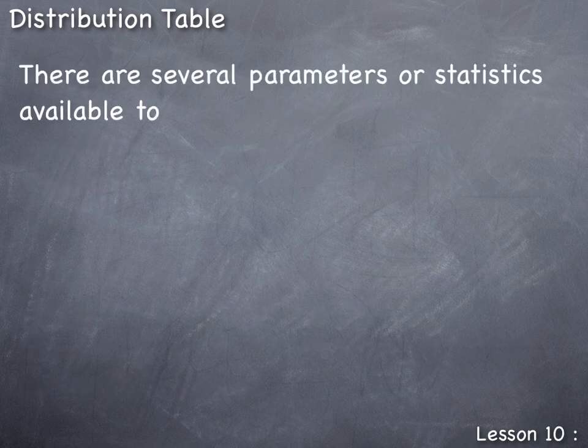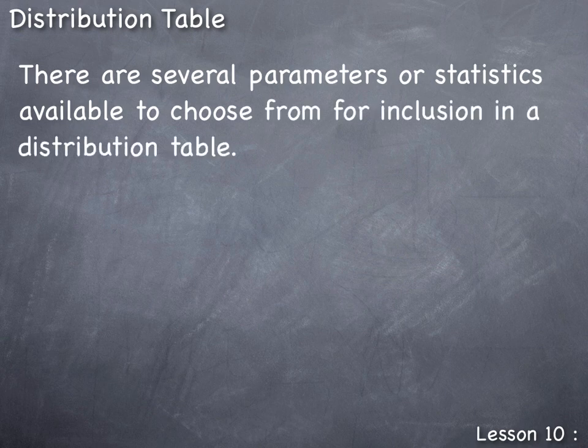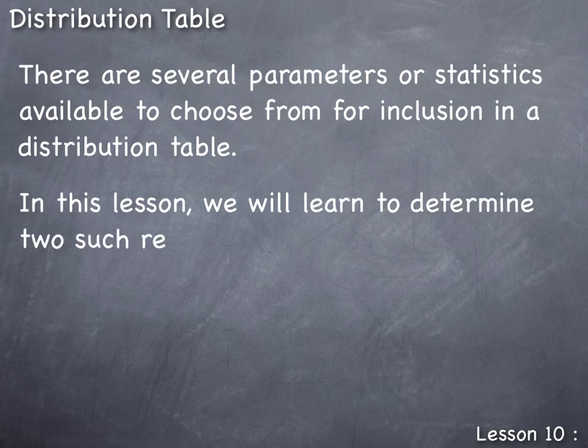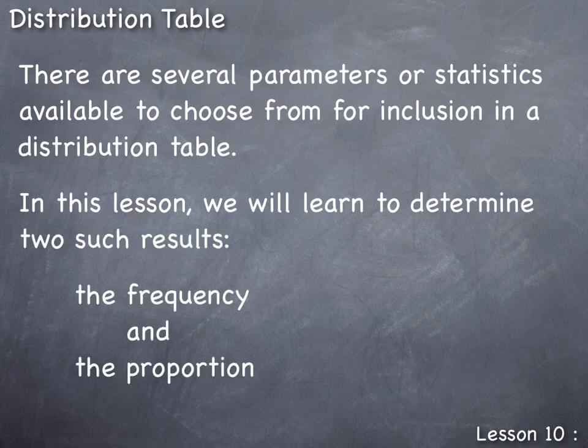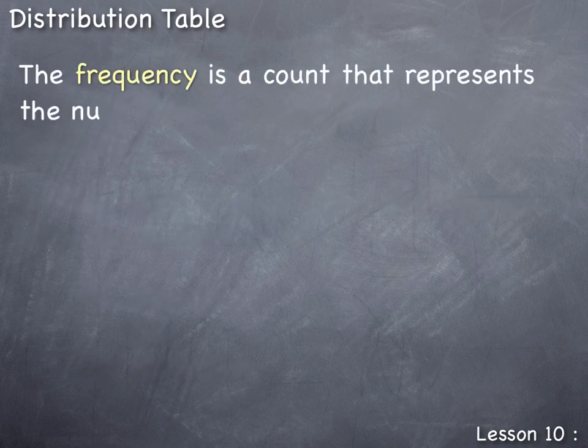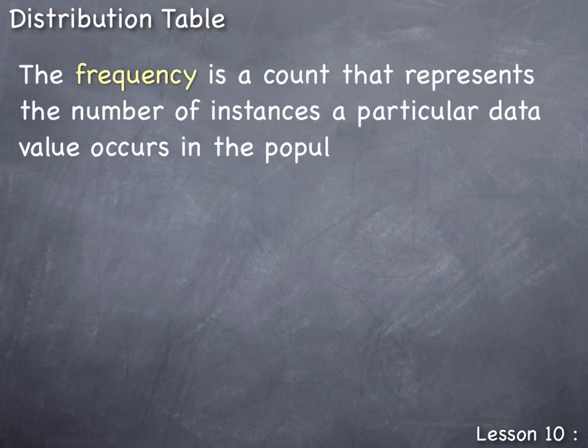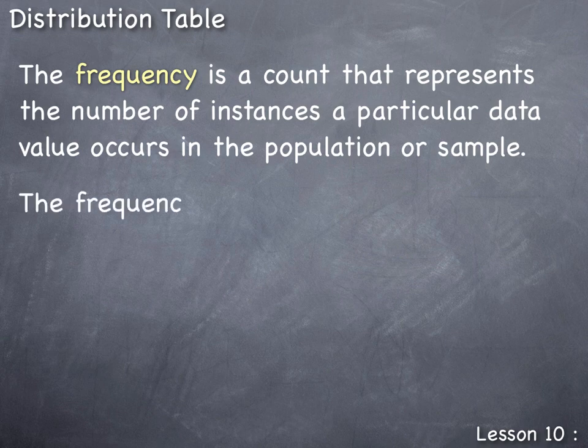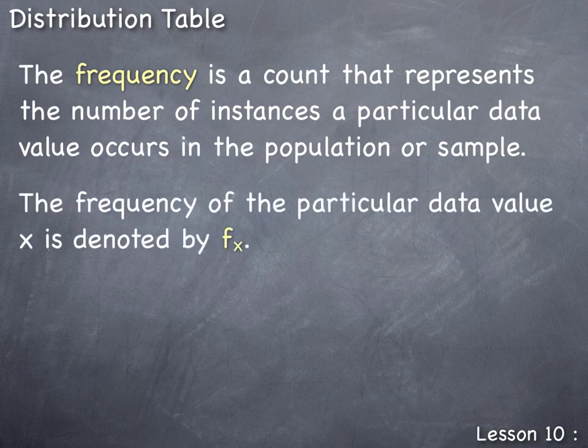There are several parameters or statistics available to choose from for inclusion in a distribution table. In this lesson, we will learn to determine two such results: the frequency and the proportion. The frequency is a count that represents the number of instances a particular data value occurs in the population or sample. The frequency of the particular data value x is denoted by the symbol f sub x.